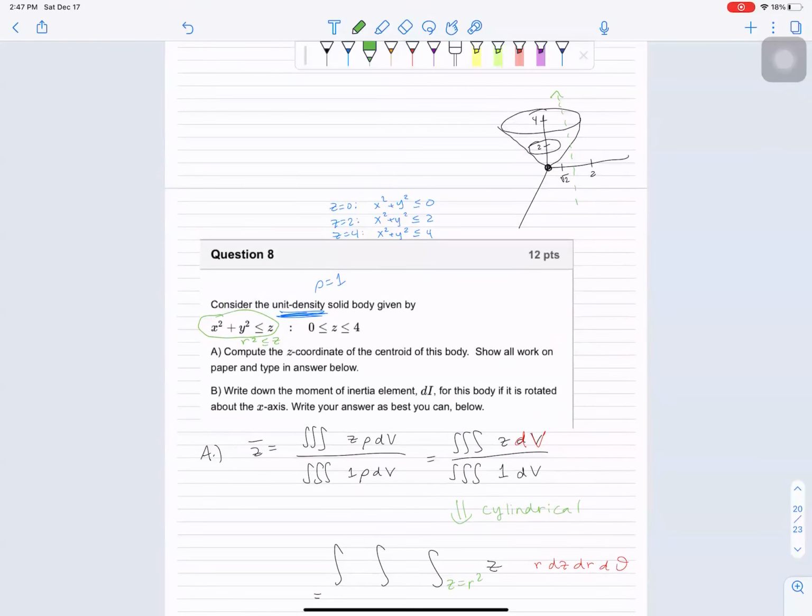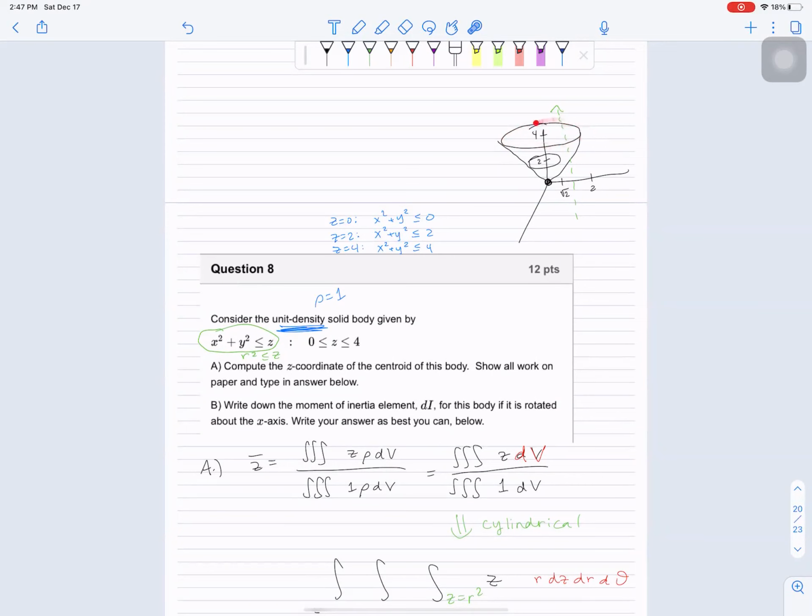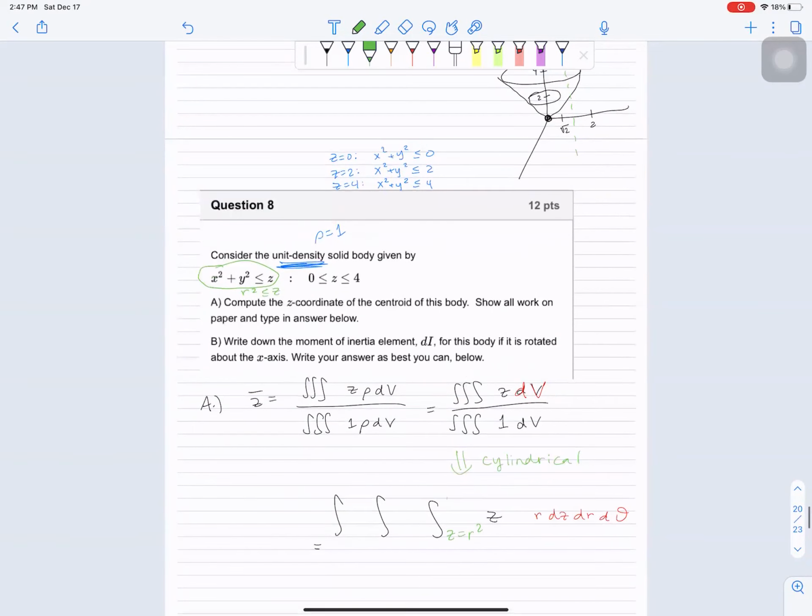Where does it exit? Well, it exits at whatever this flat plane is. What is that flat plane? That's the z equals 4 plane. So it exits at 4.